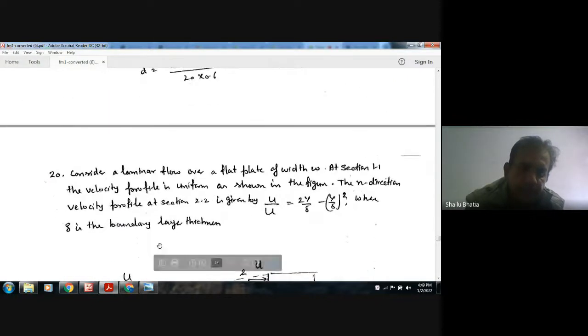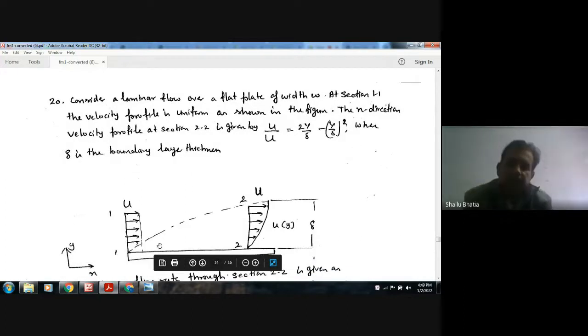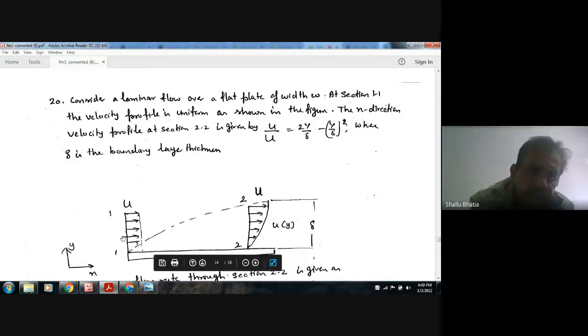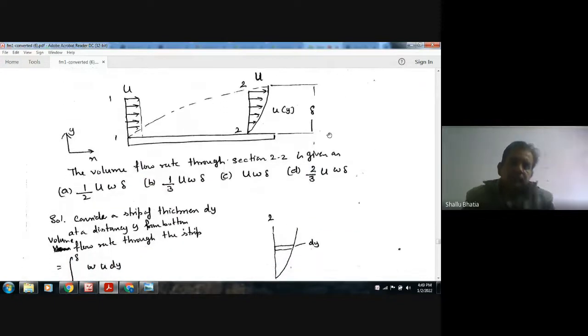Next, consider a laminar flow over a flat plate of width W at section 1-1. The velocity profile is uniform as shown in the figure in the x direction. The velocity profile at section 2-2 is given by u by U equals 2y by delta minus y by delta square, where delta is the boundary layer thickness. We have to find out the volume flow rate through section 2-2.